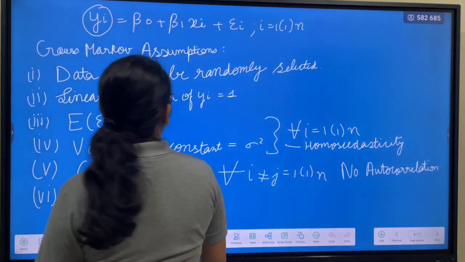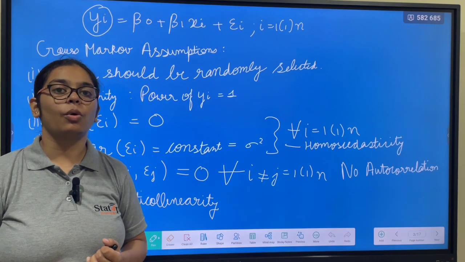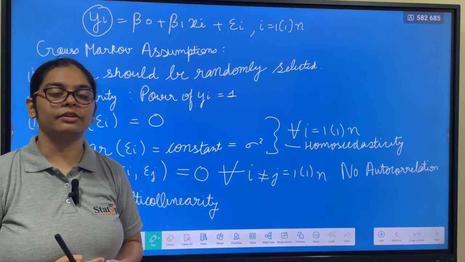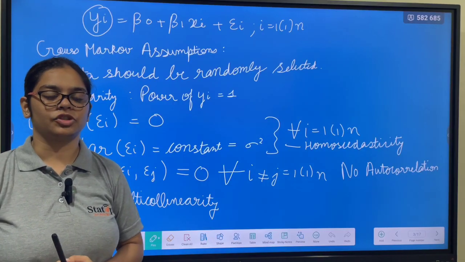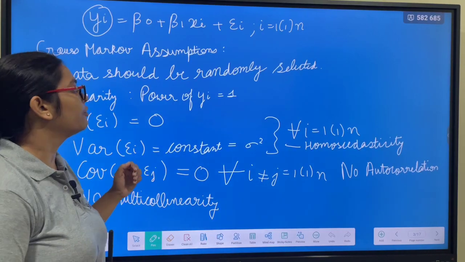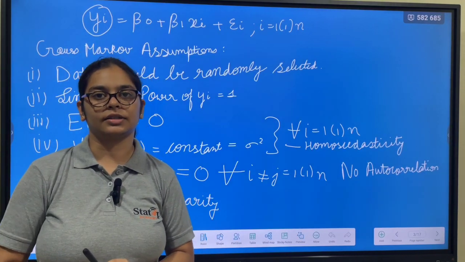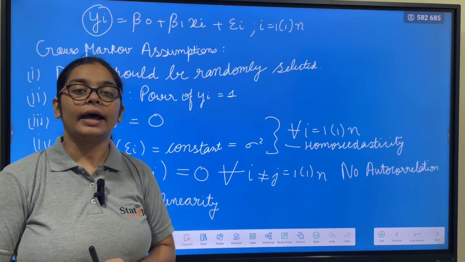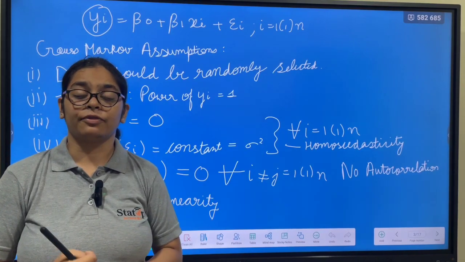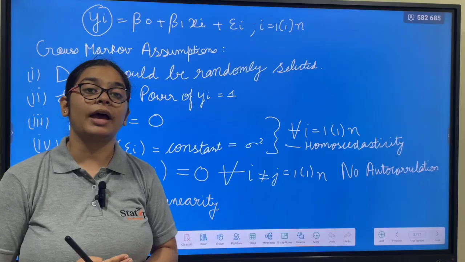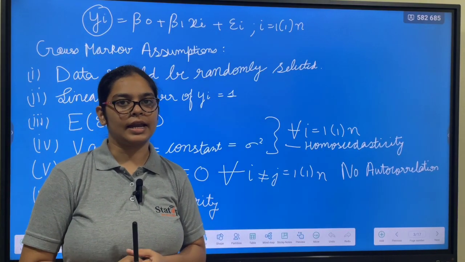Now, before moving on to the derivation of this model, we will first know what assumptions we have to make for this model to exist. So Gauss-Markov gave some assumptions, which we have stated here. The first assumption is data should be randomly selected. Obviously, when we are talking about statistics, data is randomly selected and not selected on its own. If it were, then it would be a deterministic model and not a statistical model. So here data is randomly selected.